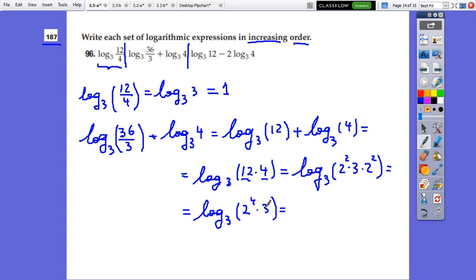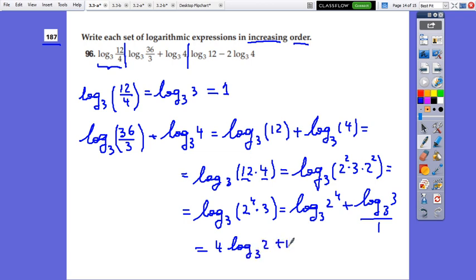So I will go back and expand it. It will be log base 3 of 2 to 4 plus log base 3 of 3. This equals 4 log base 3 of 2 plus 1. So this is the second value. I'm going to write it here on the top. The first one is 1. The second one is 1 plus 4 log base 3 of 2.